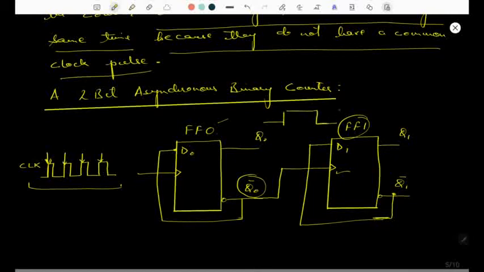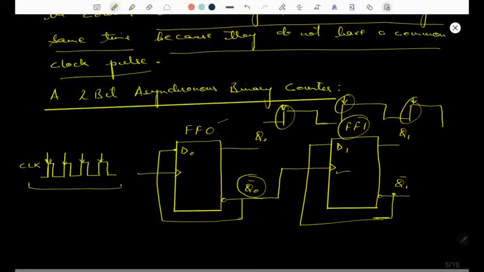Suppose it is like this. What are the positive edges of these pulses? This should be the positive edge, this should be the positive edge, this should be the positive edge. At these positions flip flop 1 will change its position, meaning it will go from 0 to 1 or 1 to 0. So it will behave like this.